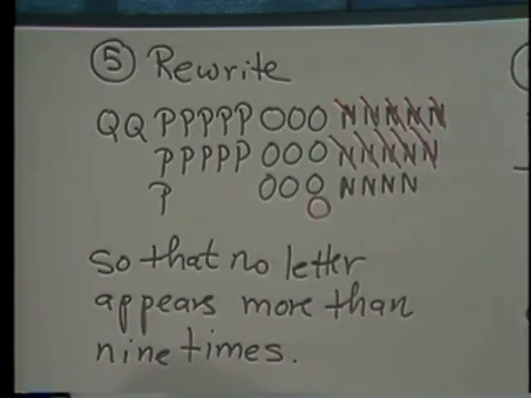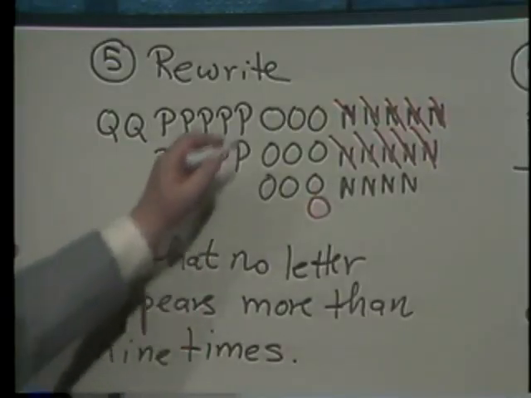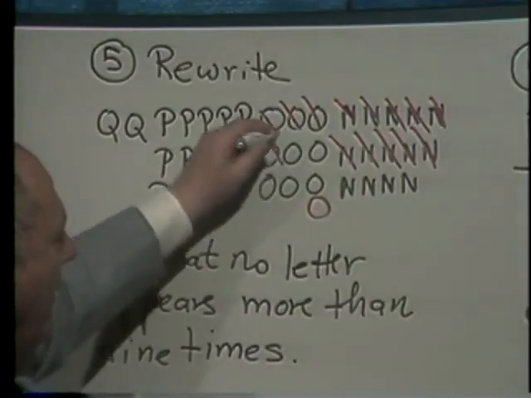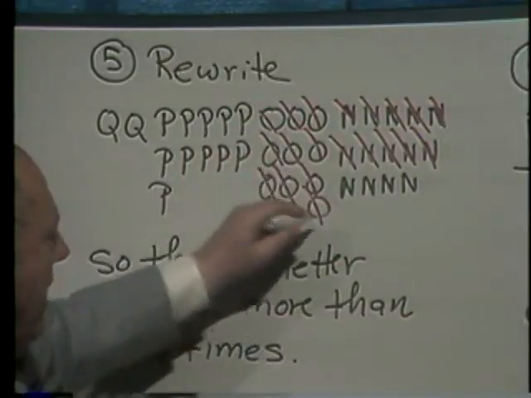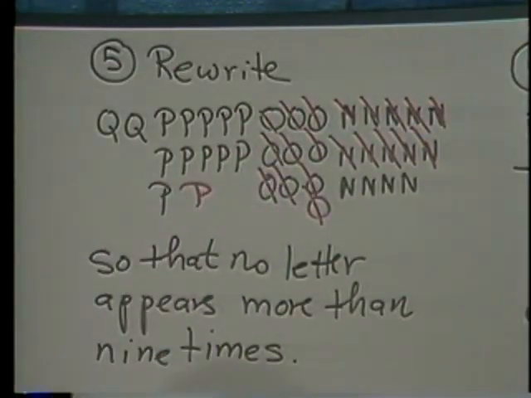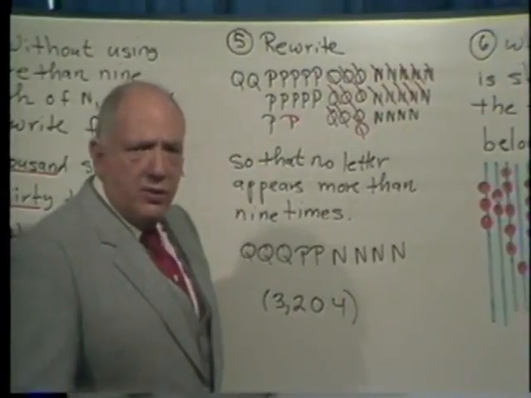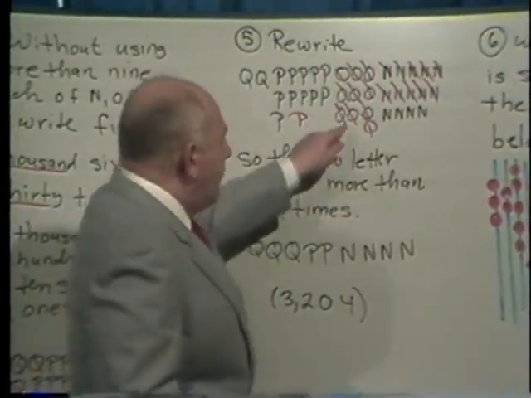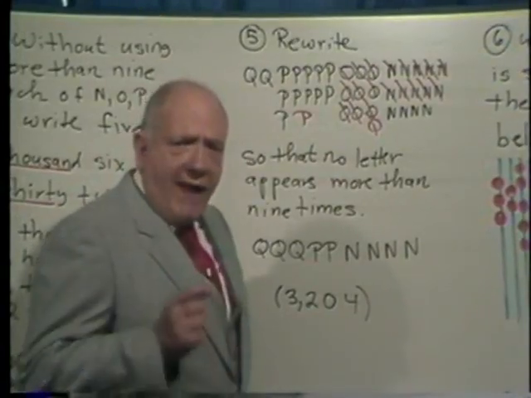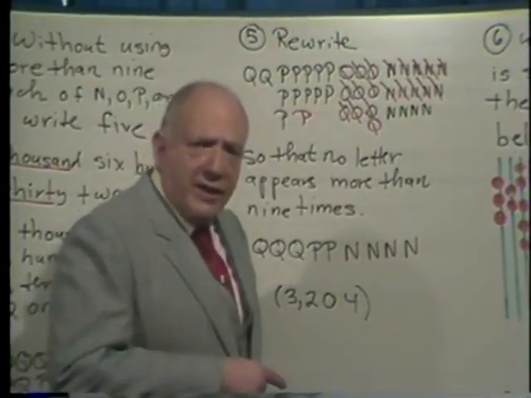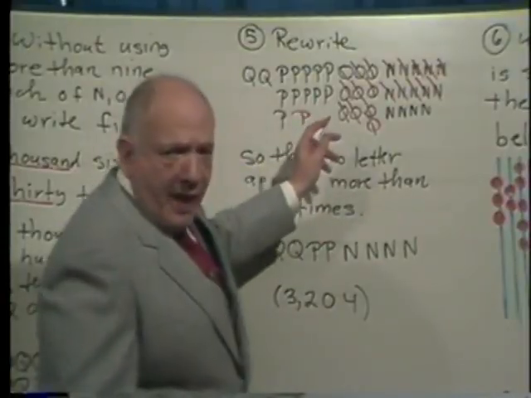Now, 10 O's are worth a P, so I count 1, 2, 3, 4, 5, 6, 7, 8, 9, 10. Trade those in for 1 more P. Every 10 P's are worth a Q. By the way, notice that I can't trade in anymore. See, if I still had more than 9 left, I could trade in again. But I haven't made the problem that complicated.